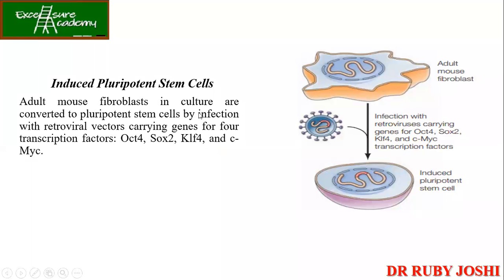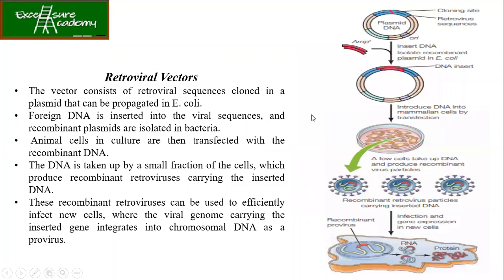Now, retroviral vectors. तो कैसे हमने किया है? So what is the technique behind that? So this vector will consist of the retroviral sequences which is cloned in a plasmid that can be propagated in the E. coli. So here you have got the plasmid DNA. यहाँ पे रेट्रोवायरल सीक्वेंस है, here the cloning site is there, right.